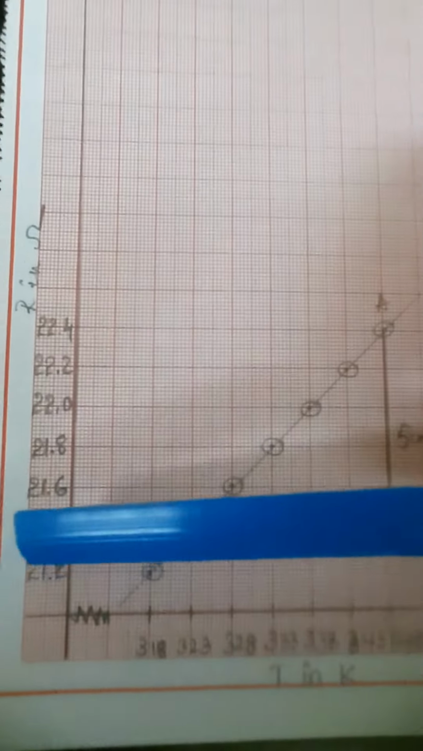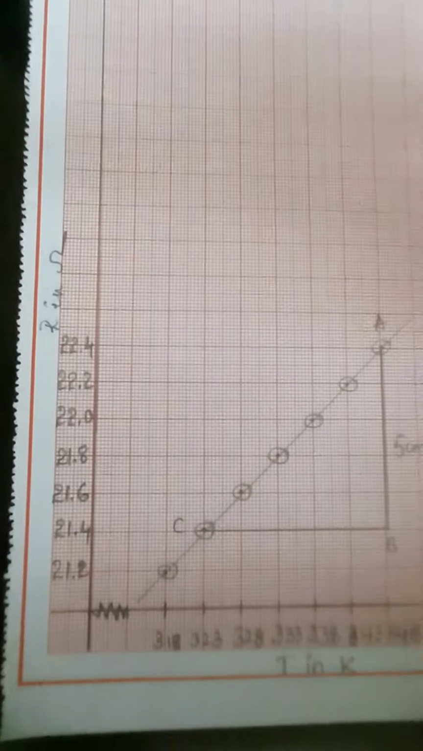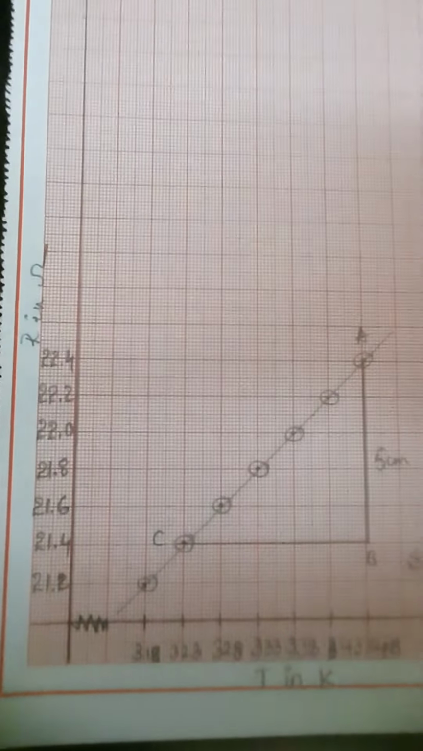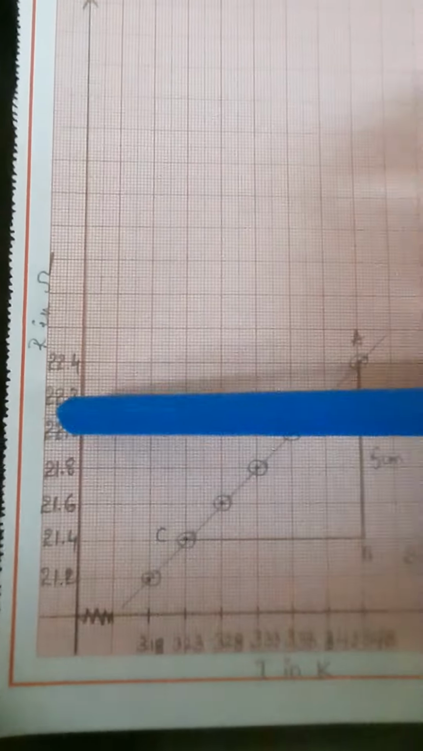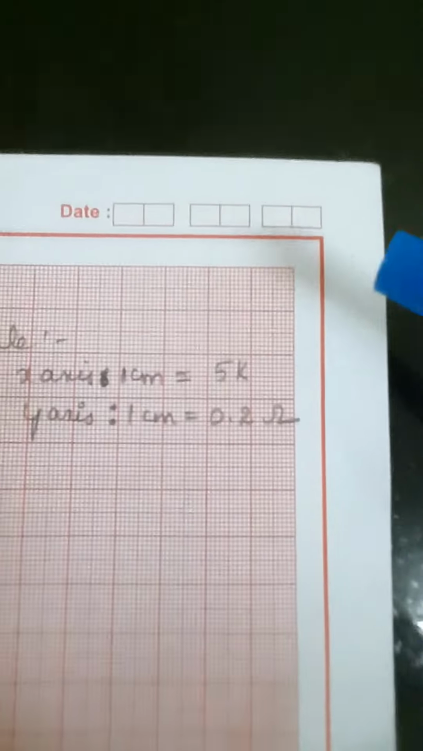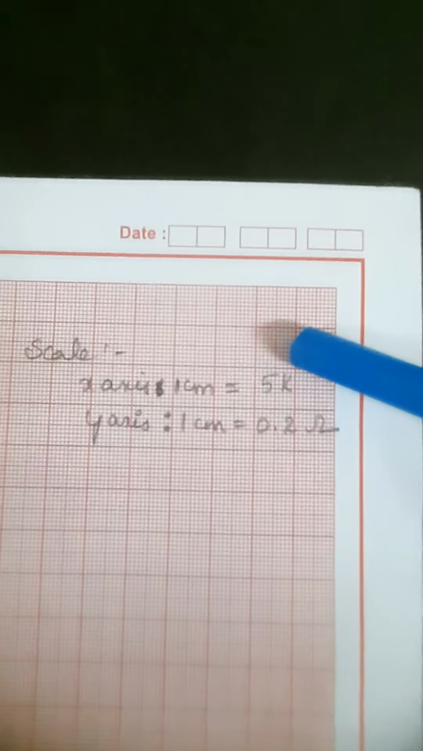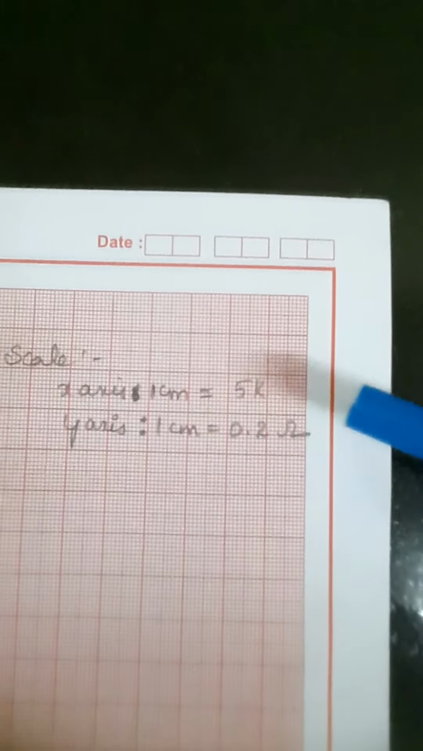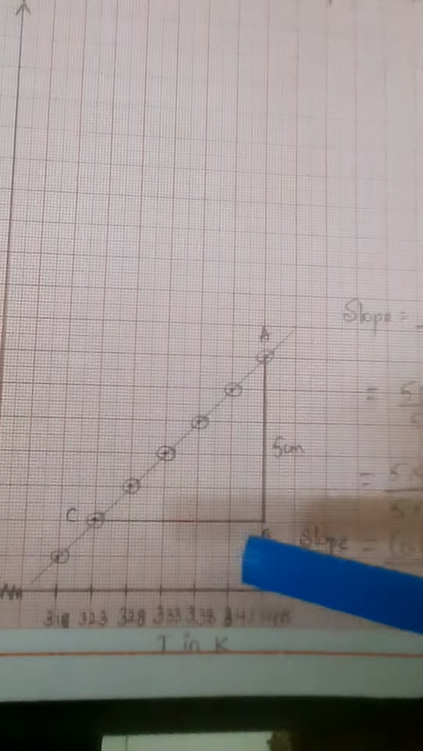Next, along this y-axis, this is the resistance value. According to your resistance value you have to take the scale. Roughly I am showing the scale, I am going to take 0.2 differences. So this is the scale you have to mention in the graph sheet. On the x-axis, 1 centimeter is taken as 5 Kelvin, and on the y-axis, 1 centimeter equals 0.2 ohm. According to this scale I am going to plot the graph.